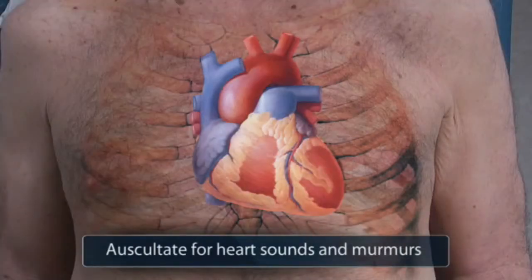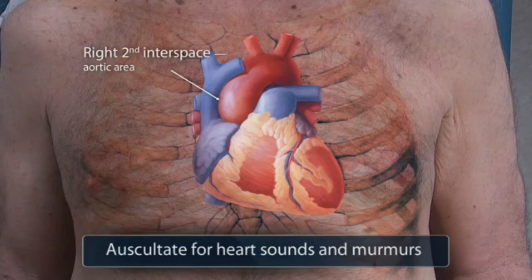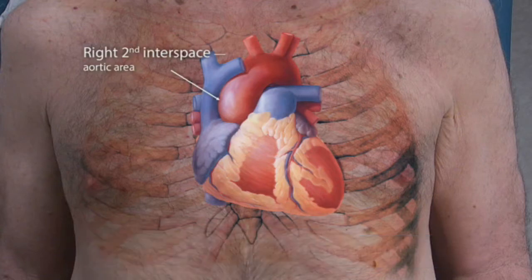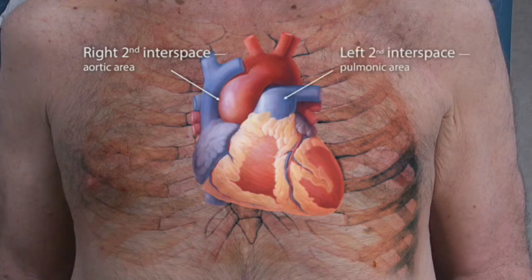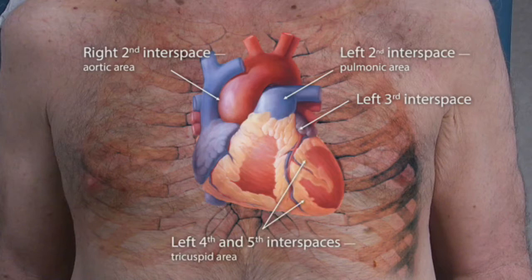Listen for S1 and S2 in each of the 6 listening areas. In the aortic area, in the right second interspace close to the sternum. In the pulmonic area, in the left second interspace close to the sternum. In the left third interspace. In the tricuspid area, in the left fourth and left fifth interspaces. And in the mitral area at the apex.